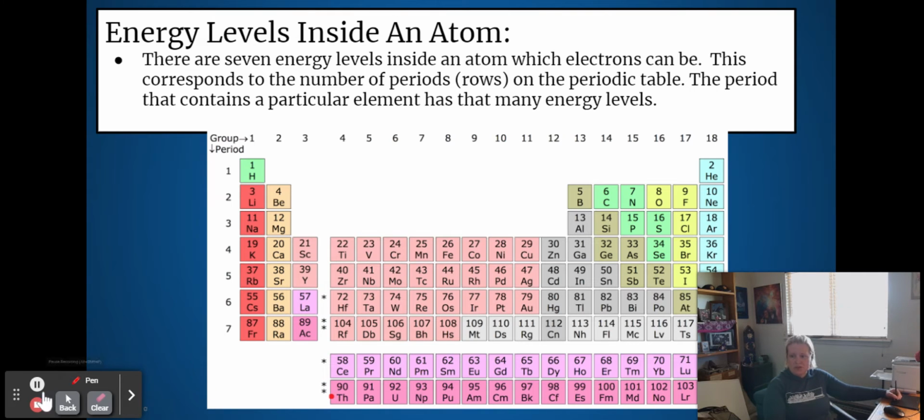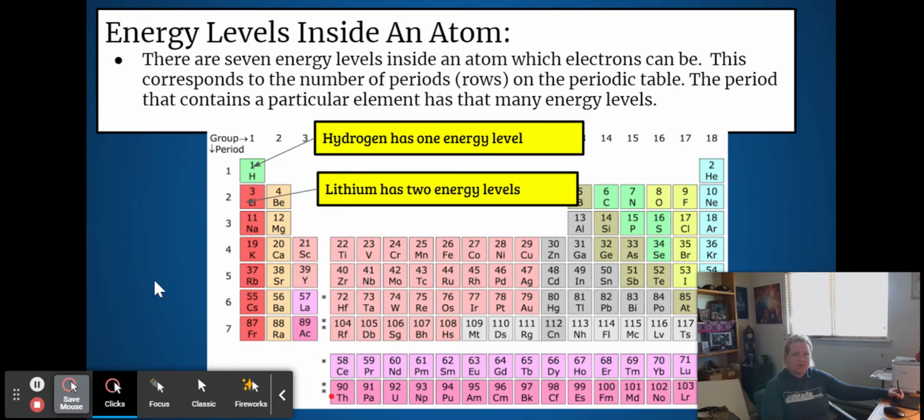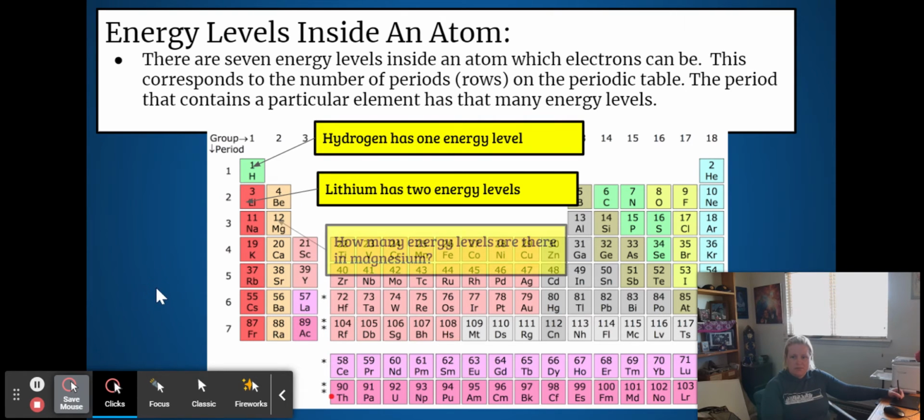So as aforementioned, since hydrogen is in the first row, first period, hydrogen has 1 energy level. Lithium is in period 2, so it has 2 energy levels. And I challenge you to think about how many energy levels will there be in magnesium. I'll give you a hint.